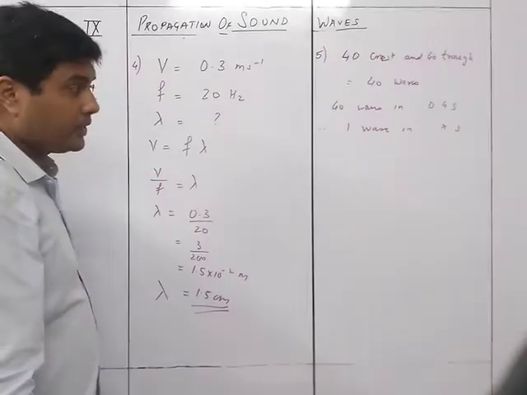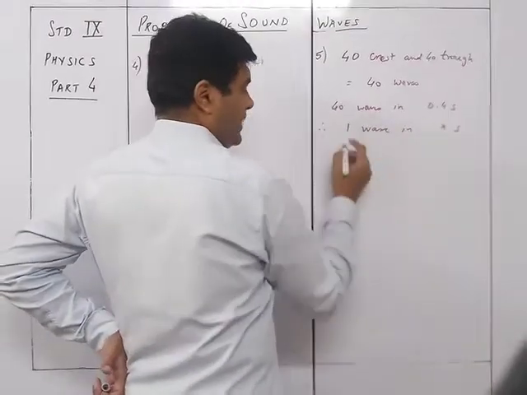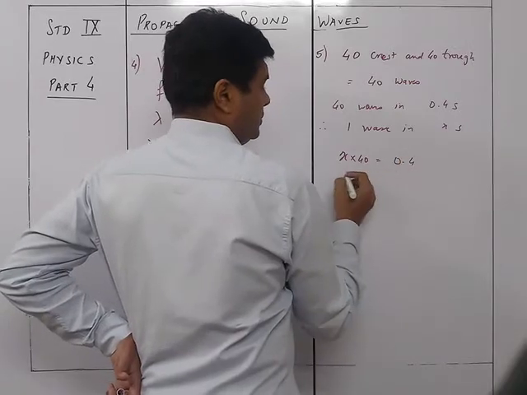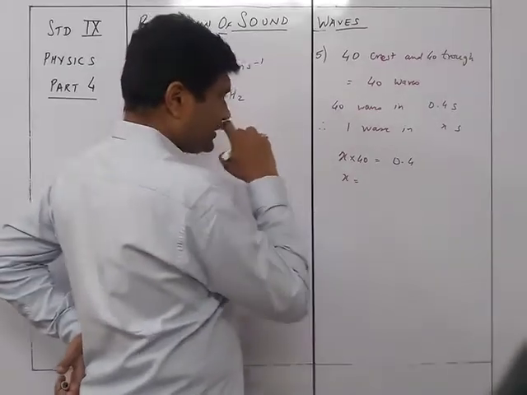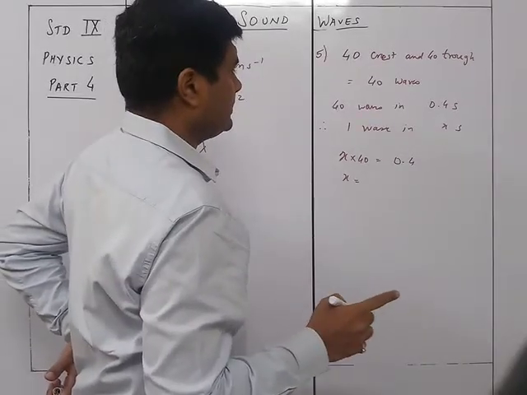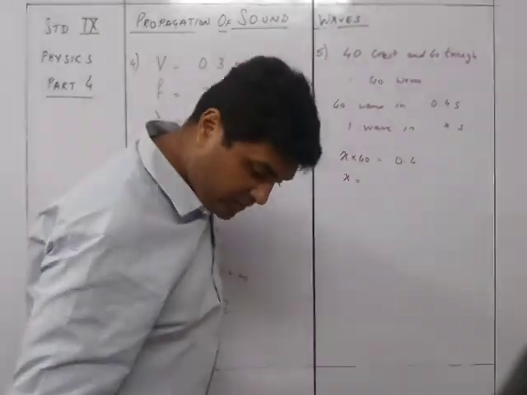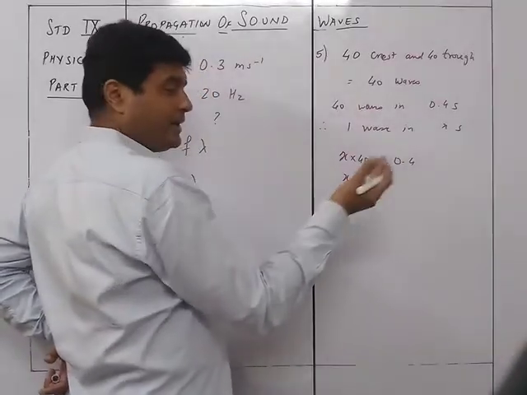Got it? So that's simple unitary method. So x into 40 is equal to 0.4. So therefore x is equal to... more the waves over the time, less time. What we want is frequency. Sorry, okay, it will do. So we'll first find out the time period and then the frequency.